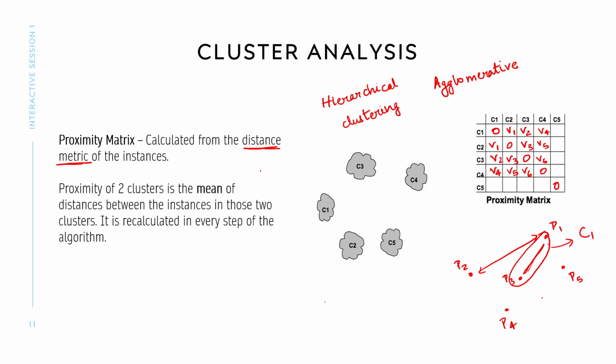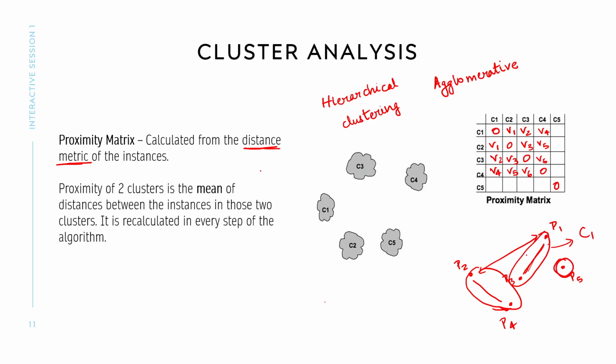Then I see that the next closest two are P2 and P4. Let's say P4 is here. So I'll put those two in a cluster. Then P5 remains by itself, so P5 gets its own little cluster.